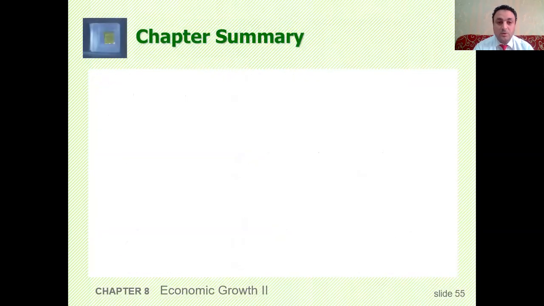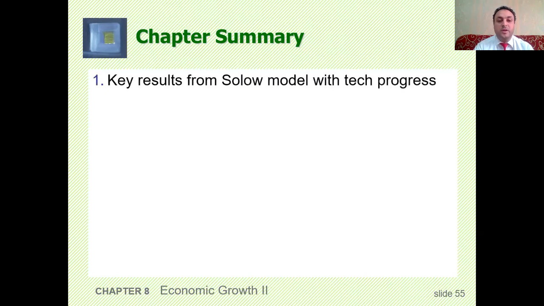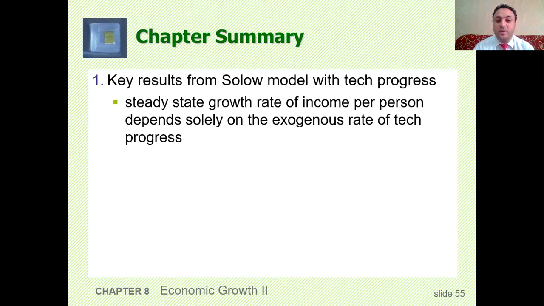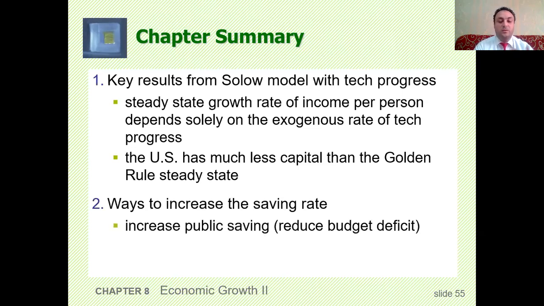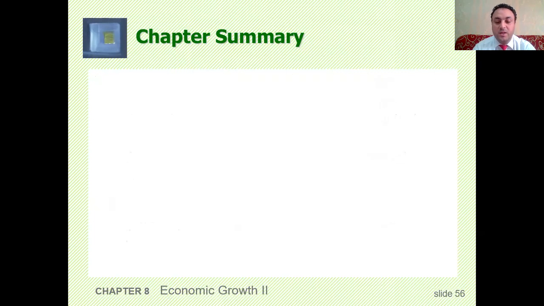Okay. So now we finished the second chapter in economic growth, and this part of growth theory, the economy in the very long run. We saw in this chapter the key results of the Solow model with technological progress. The steady state growth rate of income per person depends on the exogenous rate of technological progress. Also, the United States has much less capital than the golden rule steady state. We saw also ways to increase the saving rate: increasing public saving by reducing the budget deficit, and tax incentives for private saving.